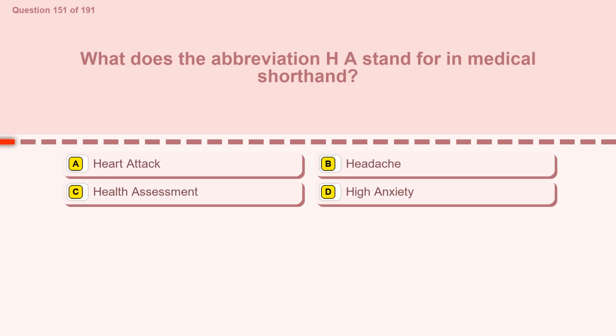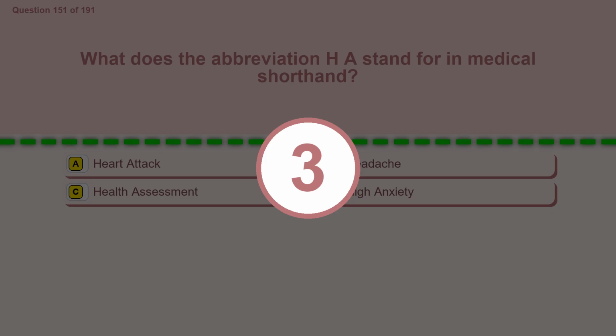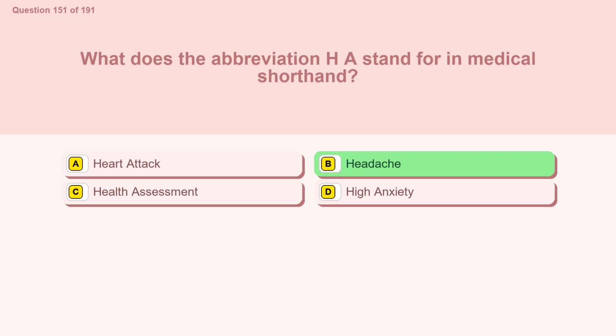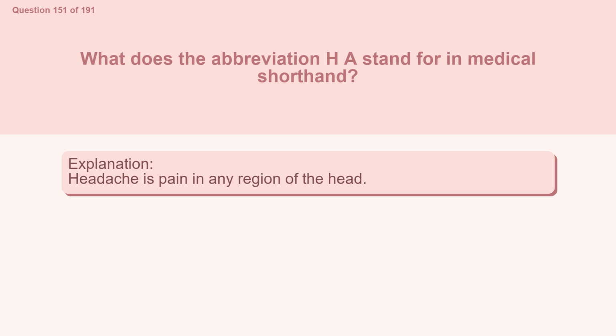Question 151. What does the abbreviation HA stand for in medical shorthand? Option A, heart attack. Option B, headache. Option C, health assessment. Option D, high anxiety. The correct answer is option B, headache. Headache is pain in any region of the head.